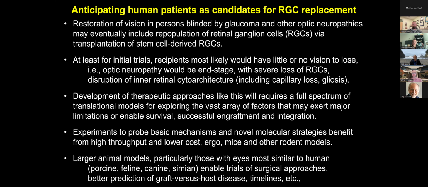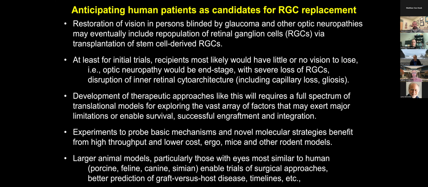So porcine, feline, canine, and simian, which will enable surgical approaches that would be very, very difficult to achieve in a very small eye like a mouse, at least with current instrumentation and optics. It probably also does a better job at predicting graft versus host disease if we're using human cell lines, human-derived cell lines in the translational models. Not all groups are doing that. Some groups are using mouse-derived cell lines to transplant into mice or into tree shrew, for example.